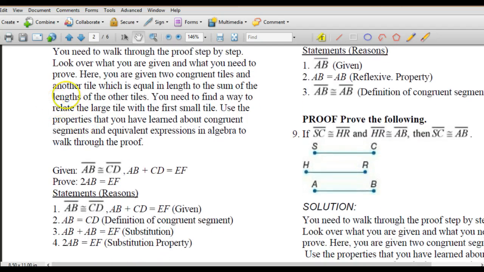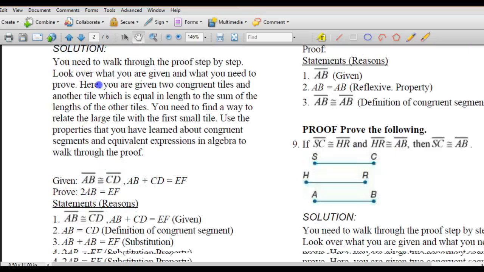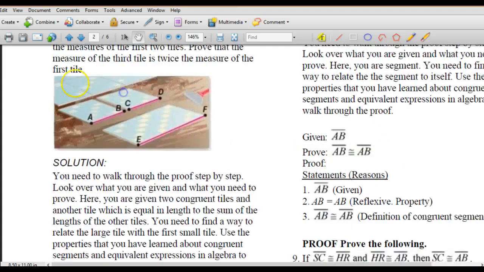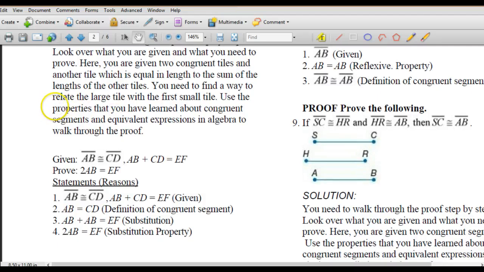So first we state our given information. So we know that the first two tiles are congruent. So that's AB and CD. We also know that the first two tiles, their lengths added together is equal to the length of the third tile. So AB plus CD is equal to EF. And we want to prove that if we multiply the length of the first tile by 2, then that will be equal to the length of the third tile, EF.